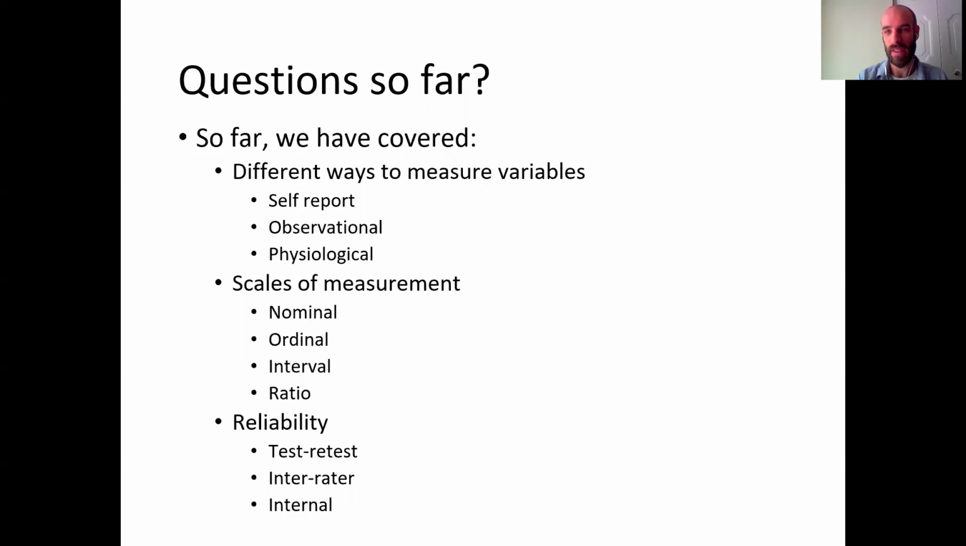Interval are numbers that, again, are ordered, but now the difference between the values are consistent. And then the ratio 0 has some meaning. It's ordered. Differences between the values have meaning, and that sort of thing. Okay, and then we talked about reliability and the 3 types of reliability: test-retest, interrater, and internal reliability. Okay, so hopefully that all makes sense, and we will move on to validity in just a moment.